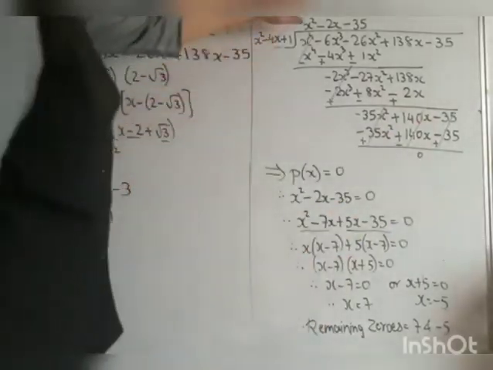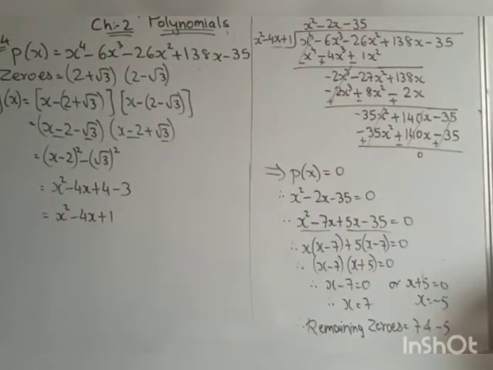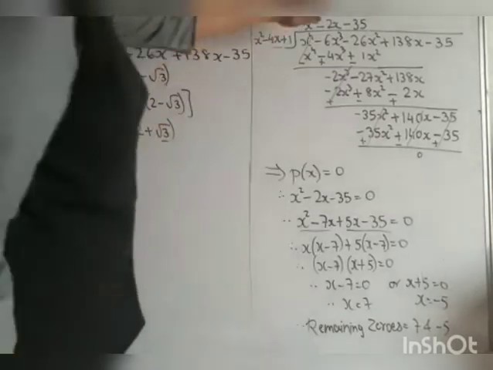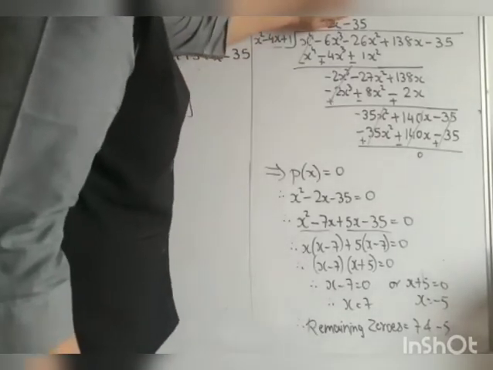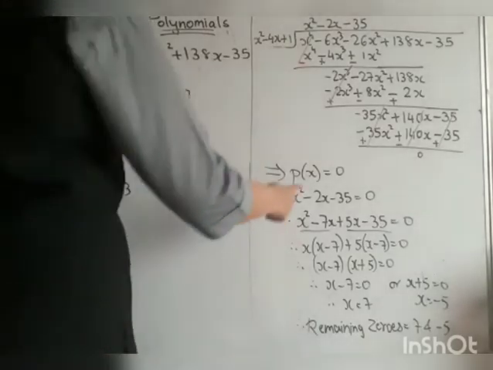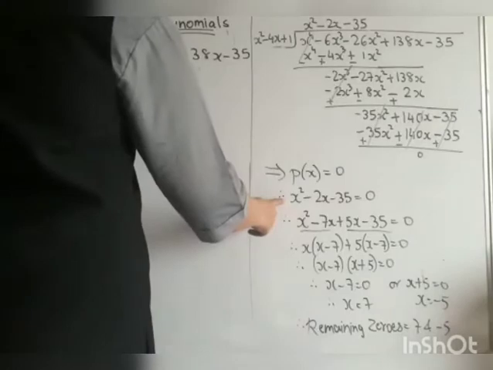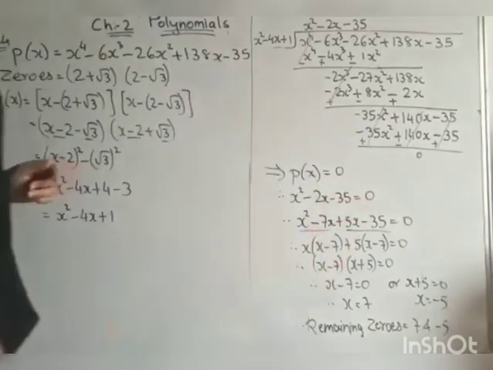So this we have got is the quotient and this one is the remainder. The remainder is 0. Now we have to find the remaining zeros. To find the remaining zeros, our q of x, this is the quotient, that q of x will become p of x. Now to find the zeros, we know that we write p of x equals 0. P of x is x square minus 2x minus 35 equals 0.